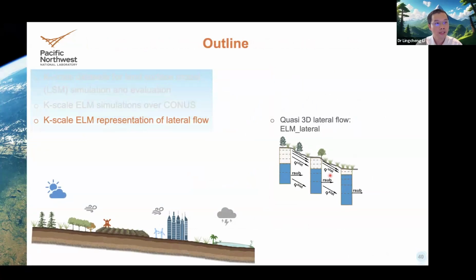So next, I will go to the third part, which is the representation of the lateral flow. I will talk about two methods. One is the quasi-3D lateral flow, ELM lateral.